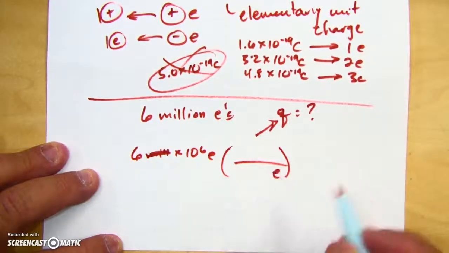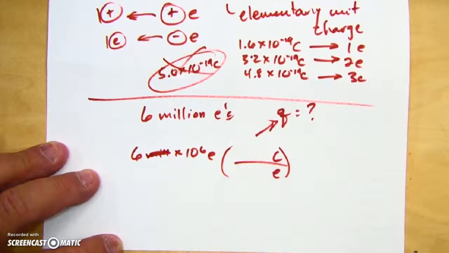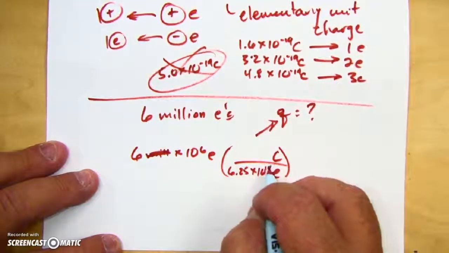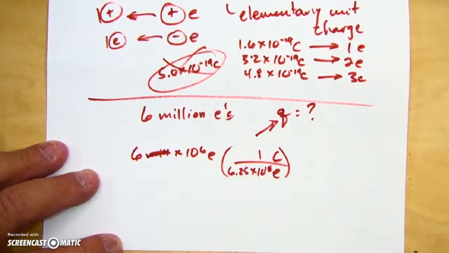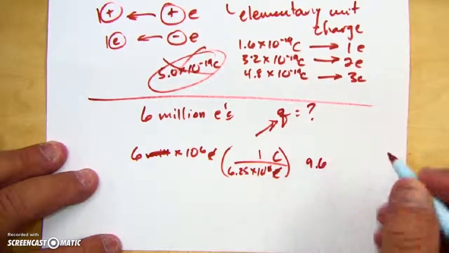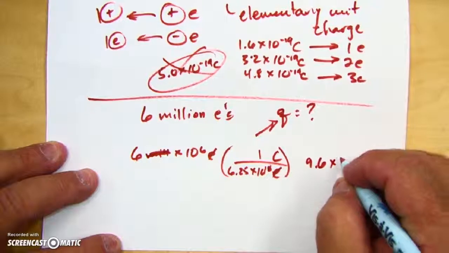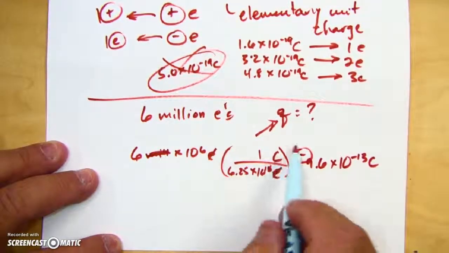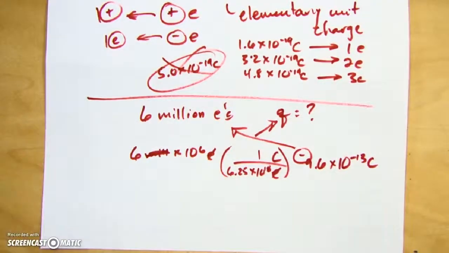Now, I want to get rid of electrons. I want to get coulombs. So what I need now is to make that fraction equal to 1. I can use either number. I can put the 6.25 times 10 to the 18th down here, and that's equal to 1 coulomb. When I multiply out, the electrons are going to cancel out. I'm left with coulombs, and I'm going to get 9.6 times 10 to the negative 13th coulombs, and that's negative since it's electrons. So that's kind of important.